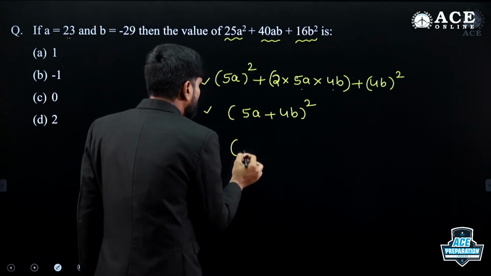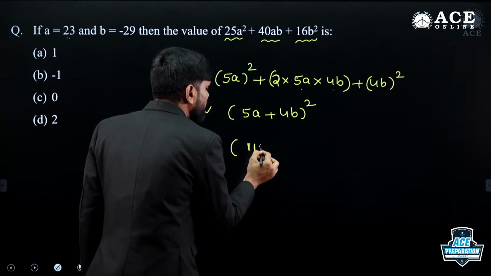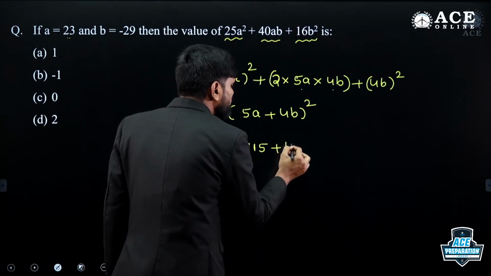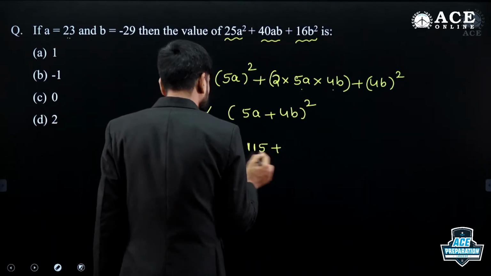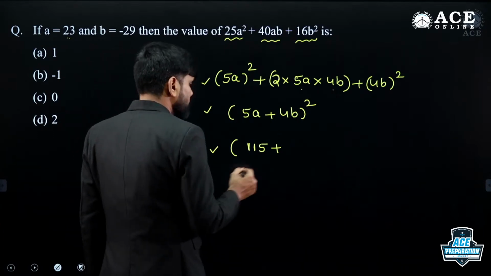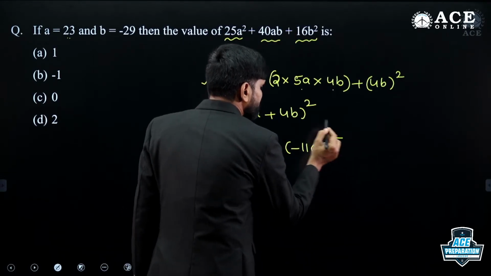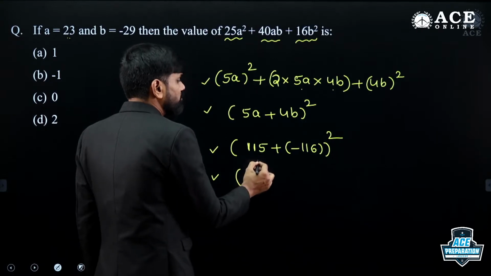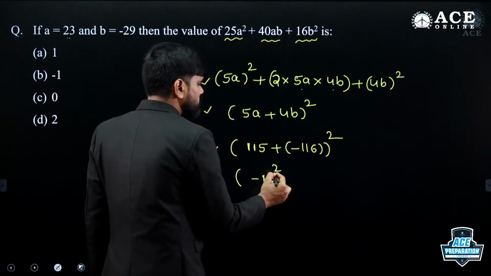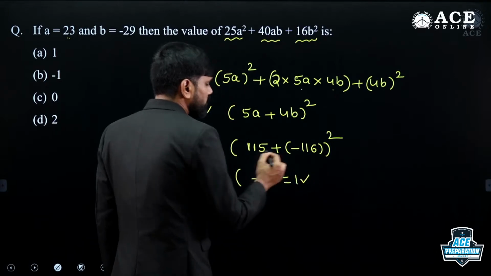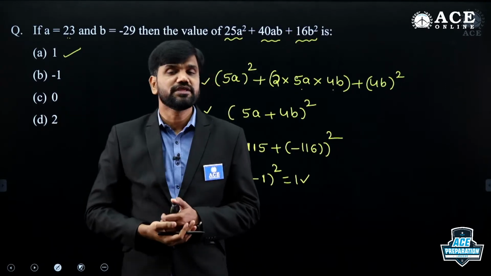Now going ahead with 5 into A, in place of A if I substitute 23, 5 into 23 will give you how much? 115 plus 4 into 29, 4 into minus 29 will give you how much, dear? That is going to give you minus 116, 29 4s are 116. Hence I can say that this is minus 116 whole square. This gives you how much, dear? 115 minus 116 will give you minus 1 whole square. Minus 1 whole square will be equal to how much? 1. Hence its value must be equal to 1. Hence it should be option A.